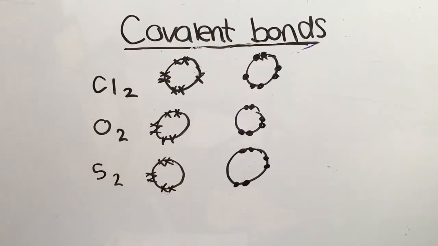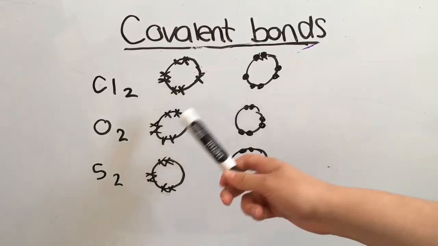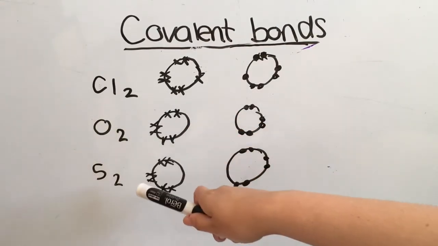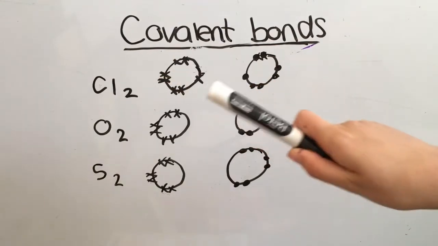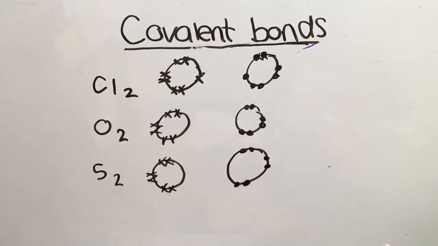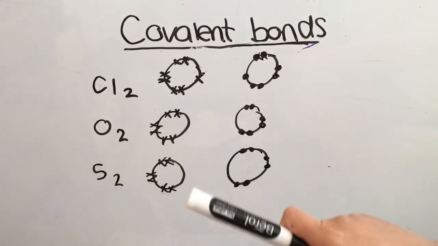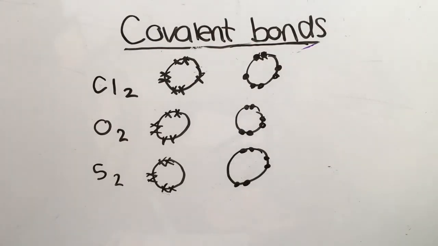What I'd like you to do now is, in a moment, pause the video, and have a go at drawing the covalent bonds out for Cl2, O2 and S2. I've just simply drawn out the outer shell just to make some space for me to write the answers, and also just to make it really clear what they need. So use your answers from earlier on how many electrons each of these need.